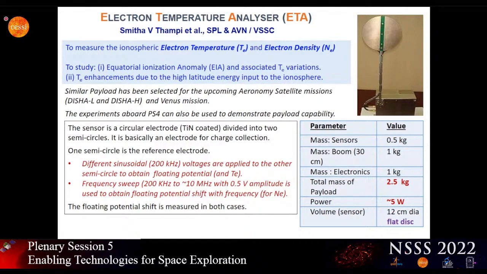Incidentally, why I selected this particular thing is because of the following. A similar payload has been selected for the upcoming Aeronomy satellite mission, Disha L and Disha H, and for the Venus mission. And this gives us an opportunity to test it in PS4, where it is really facing the space environment. And then we will be able to derive better output when we are really flying in a satellite mission. So this is another thing where you have an idea, you want to experiment with it, and then it can be applied to a satellite rather than straight away going to a satellite. Something like proof of concept.